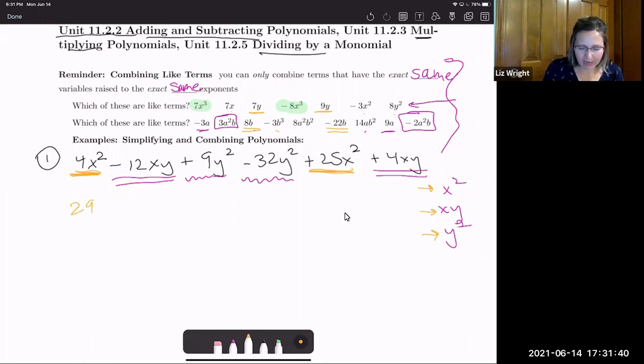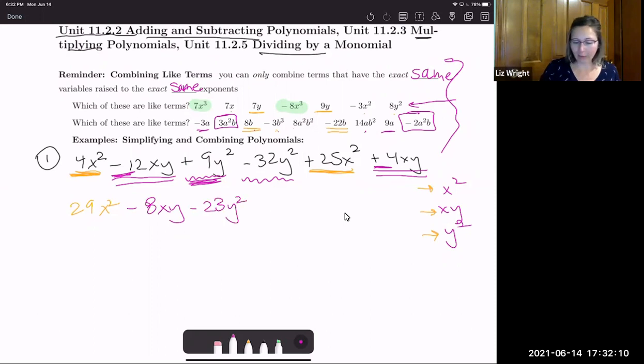29x squared. And then we are going to be combining our next xy terms. So we've got a negative 12 plus a 4, which is going to give me a negative 8xy. And then finally, I'm doing these last two where it's a positive 9 minus a 32. And again, you're just combining those coefficients and you're going to end up with negative 23y squared. And then that's your final answer, okay, because we can't combine anything else.